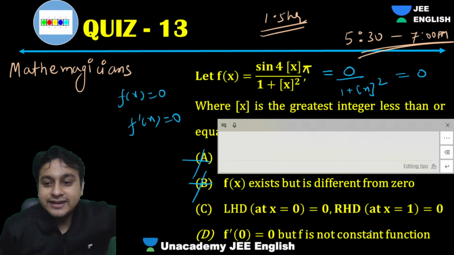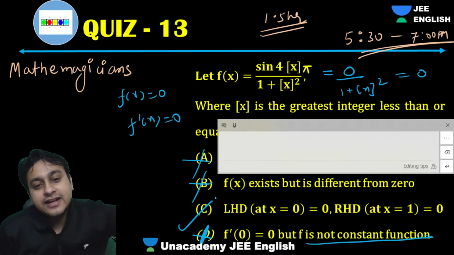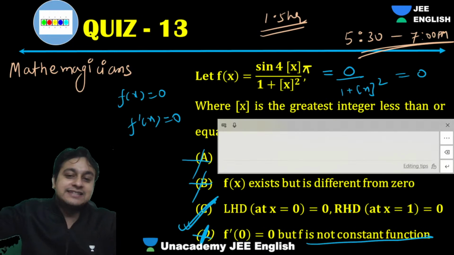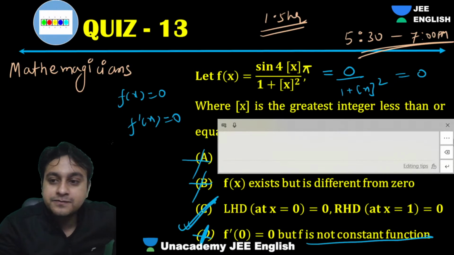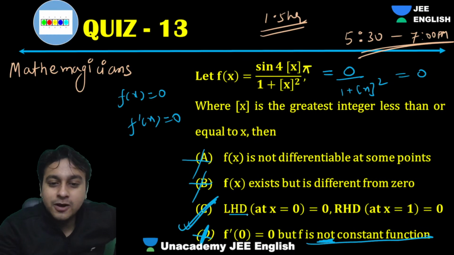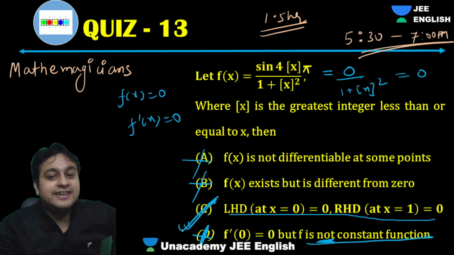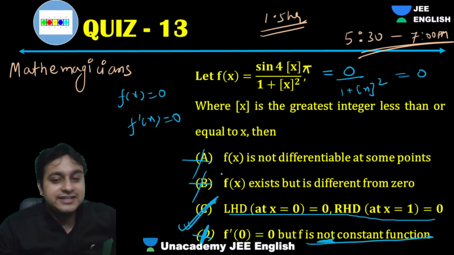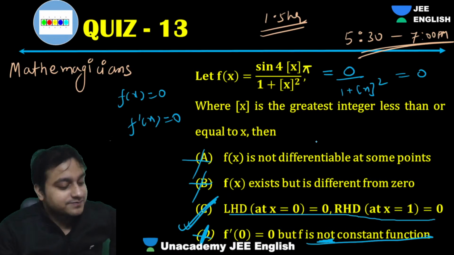Yes. What are they saying? f dash of 0 is 0, but f of x is not a constant. Sorry, it's a constant. The correct answer is only C. That is left. So everything will be 0. LHD, RHD, LHL, RHL, everything will be 0. They are saying f of x is not a constant. It is a constant. So which option is left? Yes, C. Everything will be what, guys? Zero. LHD, RHD, LHL, RHL.